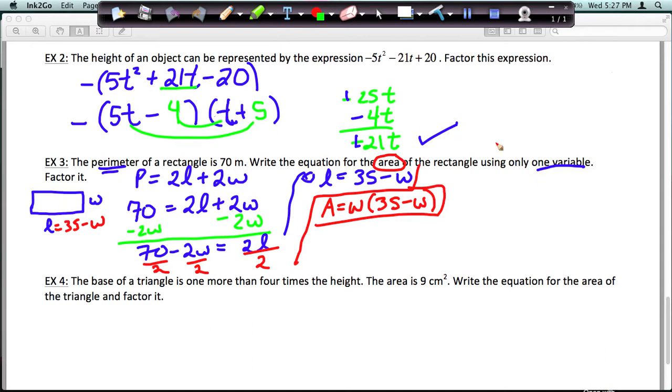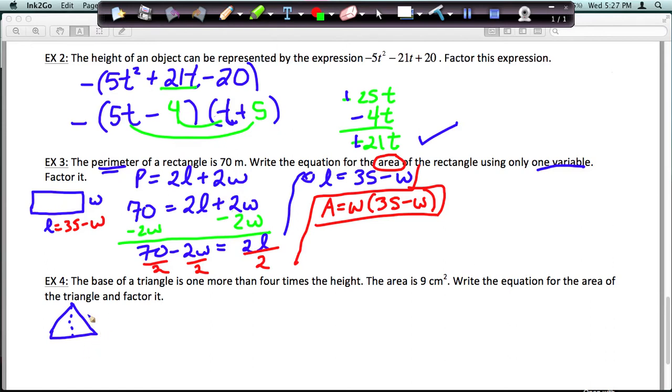Okay, let's look at the last example. It says the base of a triangle is 1 more than 4 times the height. The area is 9 centimeters squared. Write the equation for the area of the triangle and factor it. So let's see if this one can be factored. So we have a triangle. The base is 1 more than 4 times the height.